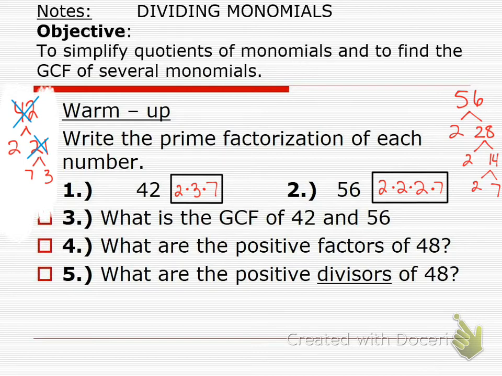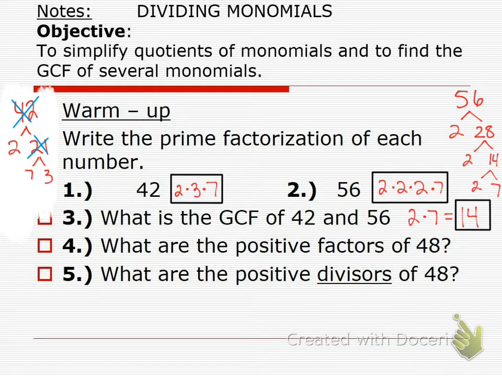So when we look for GCF, we make those prime factorizations, and then we look for our matches or our pairs. So what matched from those lists? 2 and 7. So we would cross off a 2 and a 7 from each list. Those are the only things that match up. And 2 times 7 is 14. So that's our GCF.